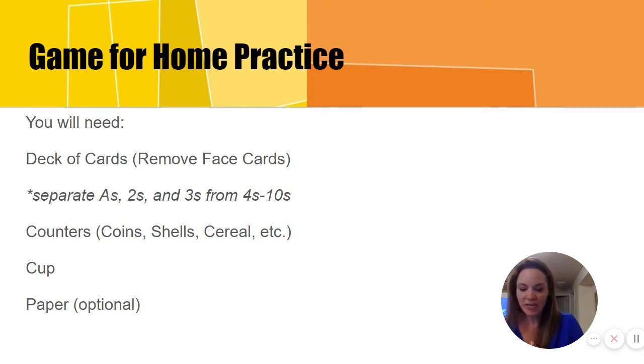So what you're going to do is flip over a card from the 4 through 10 stack. I flipped over a 7. I'm going to put 7 counters in my cup. 1, 2, 3, 4, 5, 6, 7. Then you're going to flip over a card from your aces through 3 stack. I flipped over a 2. I'm going to set 2 counters next to the cup. So I have 7 counters in the cup and 2 counters next to the cup.